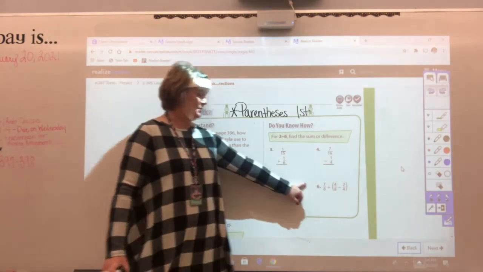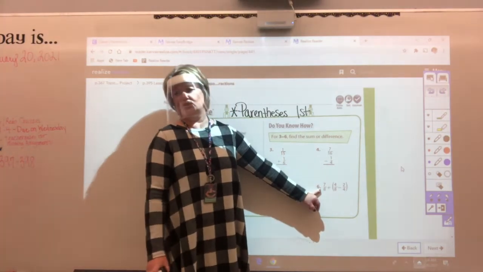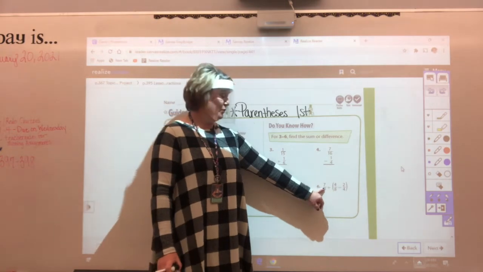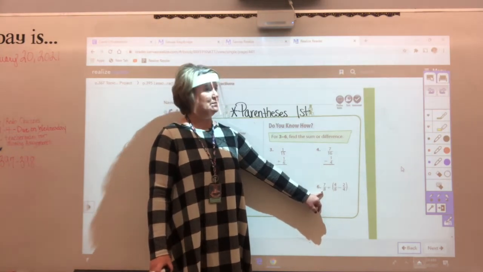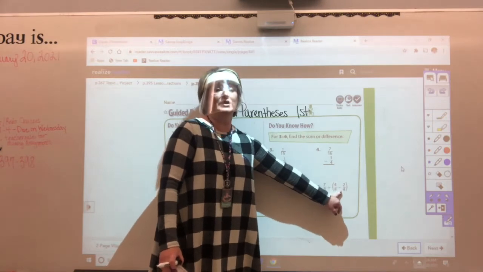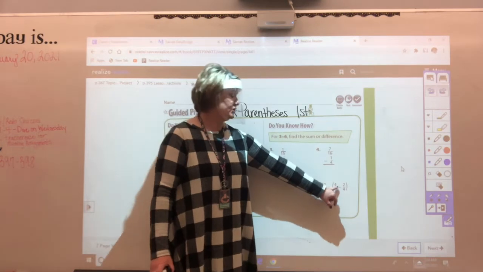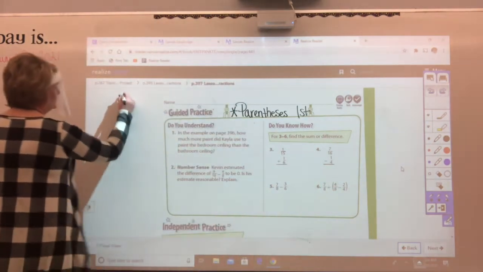So let's get our eyes up here on number 6. If you got to number 6 and I hadn't told you to do parentheses first, you would probably start over here with the 7/8, but that's not what you're supposed to do. You're supposed to do what's in parentheses first, then we'll get an answer, then we'll add the 7/8 to our new answer. So over on your scrap paper, let's write what's in parentheses.